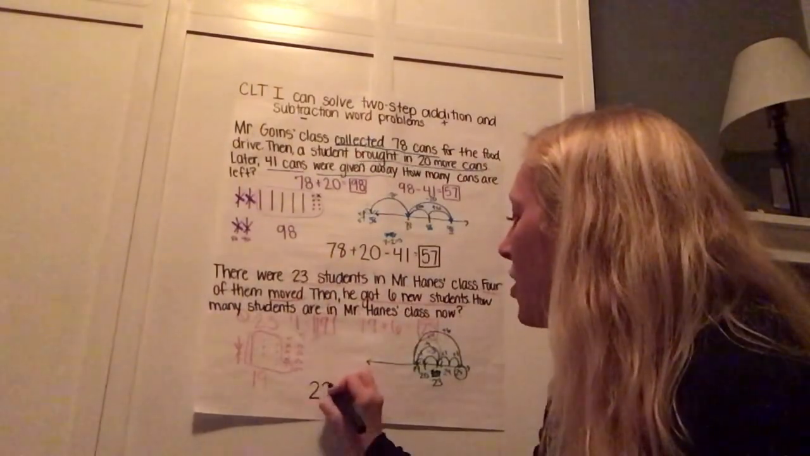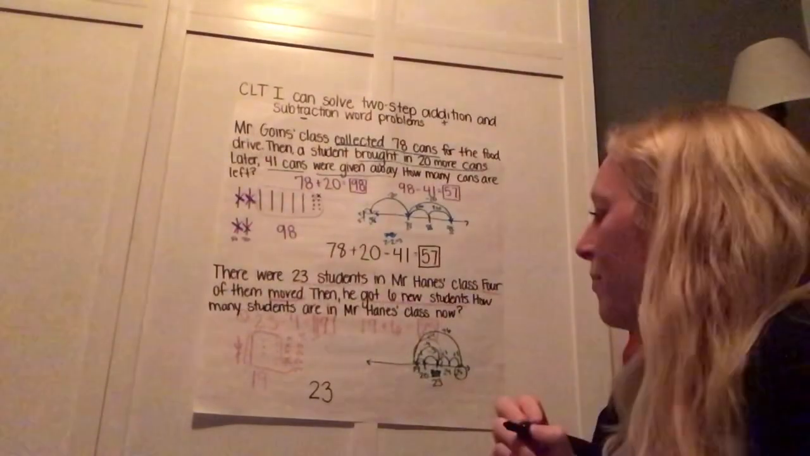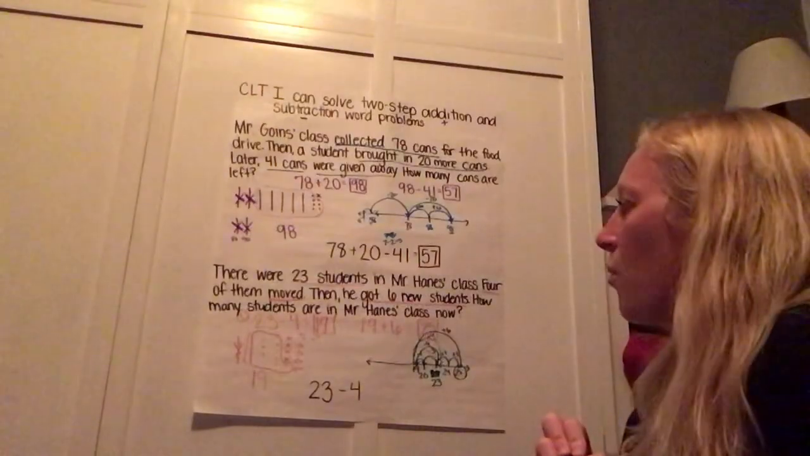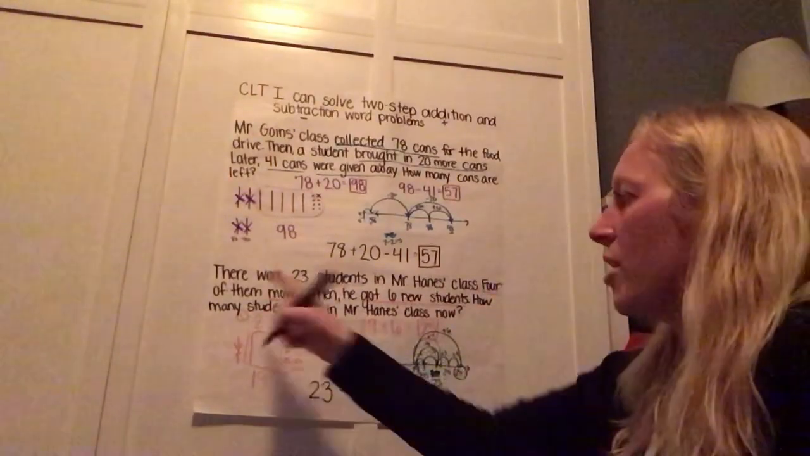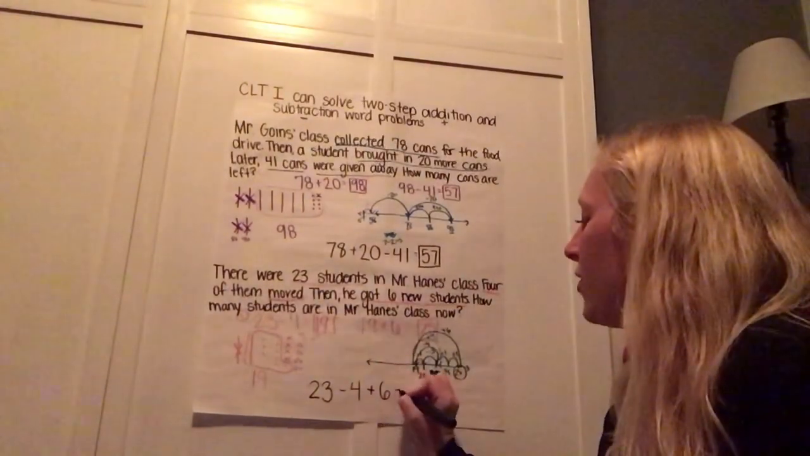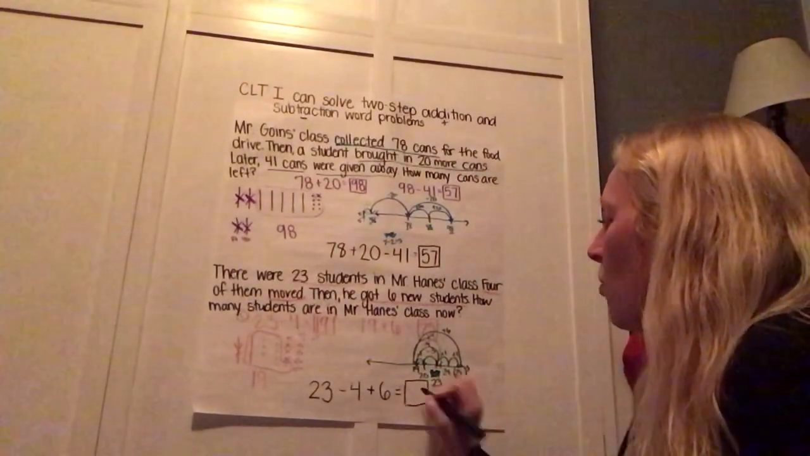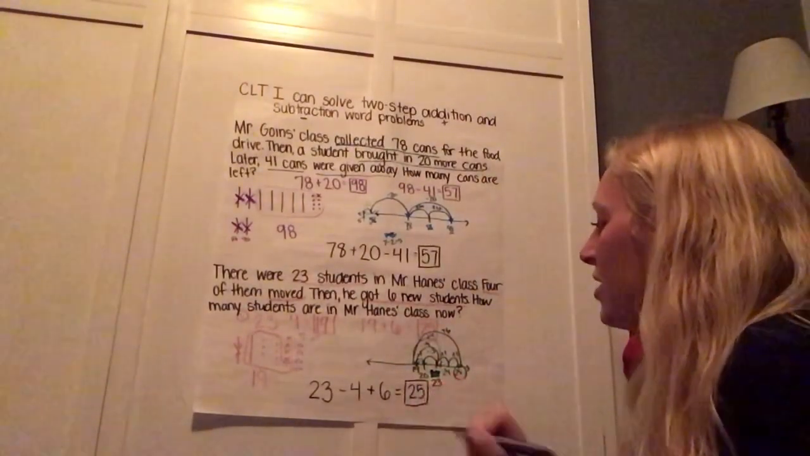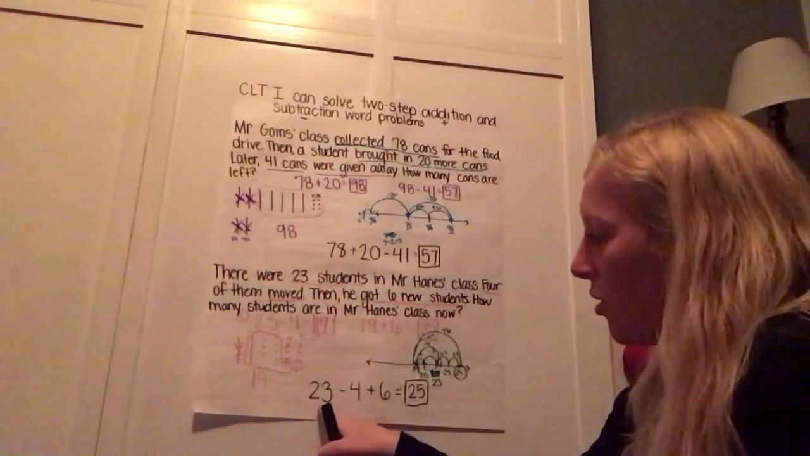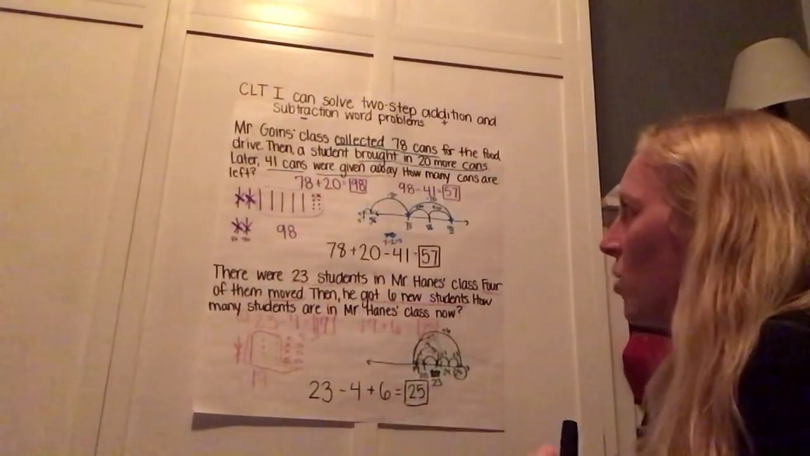Why am I starting at 23? Because he has 23 students in his class. Then what? Take away 4 to represent what? The 4 that moved. Okay, and then what? 6 new faces. And our unknown ends up being what? 25. Very good. So we know that 23, take away 4 is 19. And then 19 and 6 more is 25.